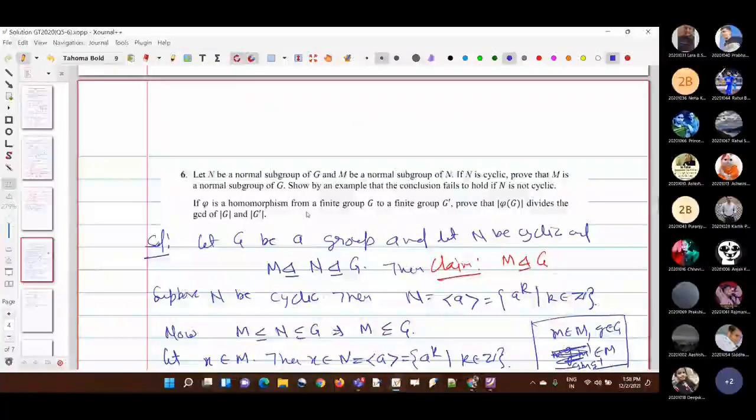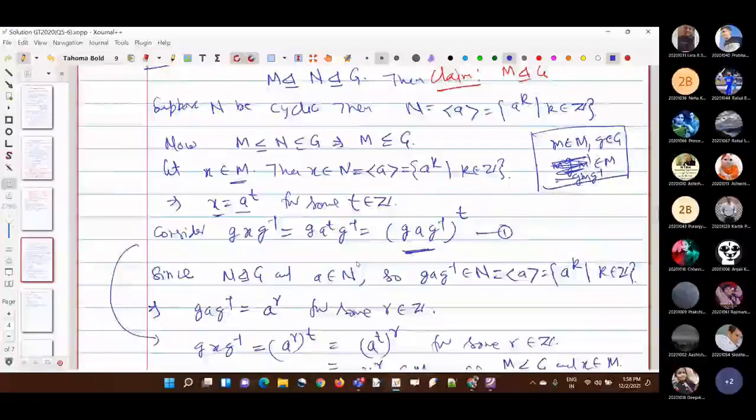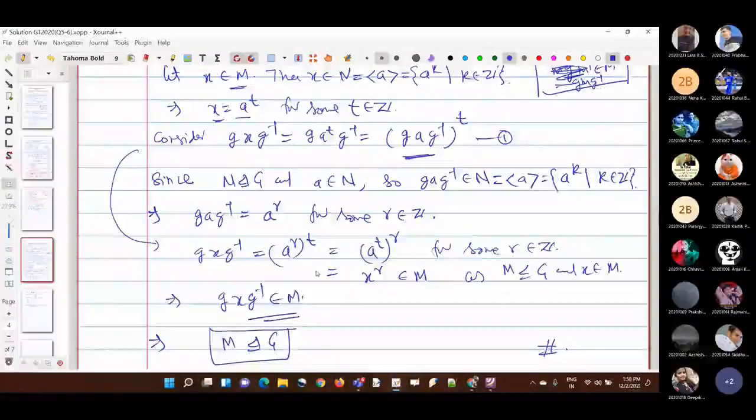If phi is a homomorphism from a finite group G to a finite group G bar, then the order of phi(G) divides the greatest common divisor of the orders of G and G bar. Okay. You can try it out, or we can cover it in the next class.